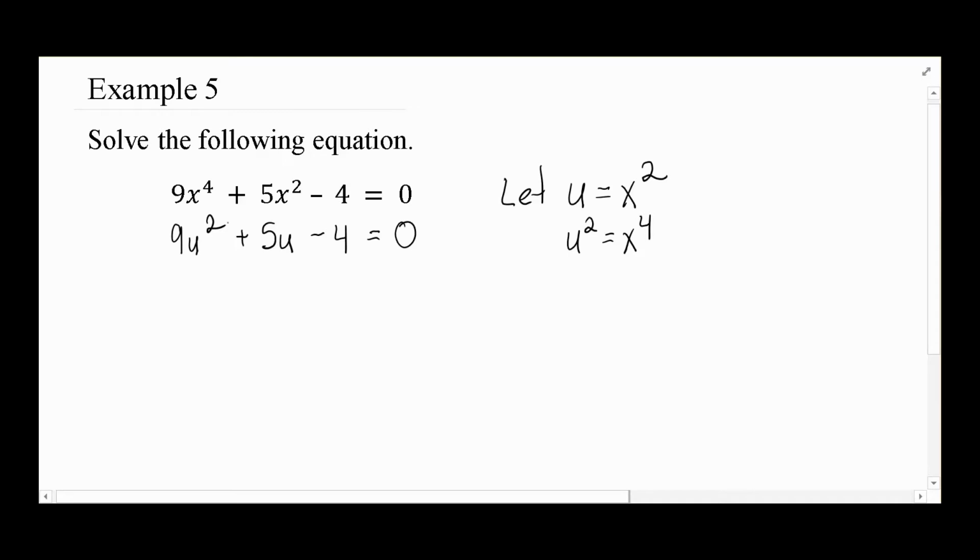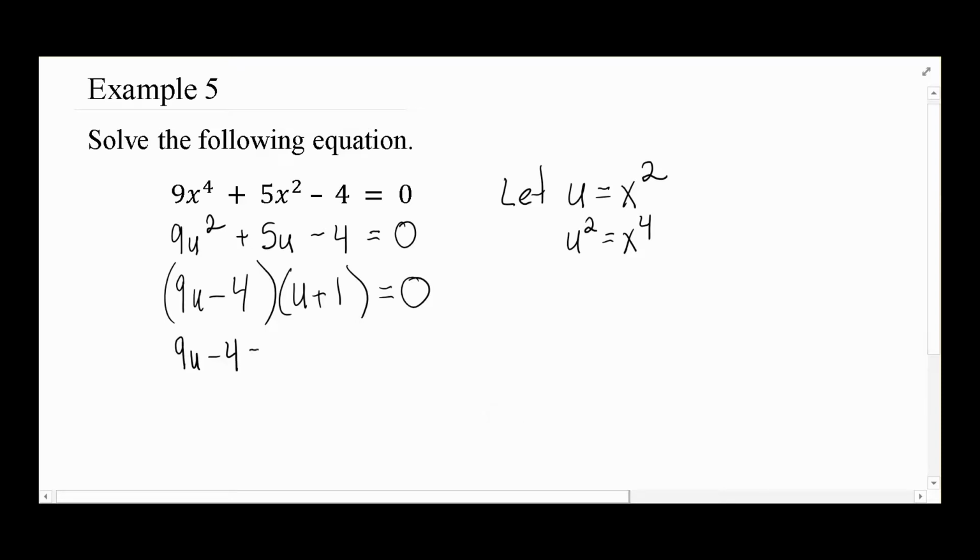So now it looks like a quadratic. I have something squared plus something plus a constant equals 0. Pretty easy, so now I can actually factor this. And I'm going to tell you, when it comes to these u substitution problems, I'm going to make sure they're always factorable just to make your life easy. So on this one, let's go ahead and solve it. We get 9u minus 4 and then u plus 1. This would factor nicely.